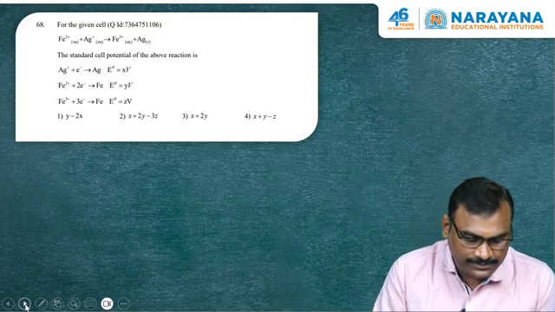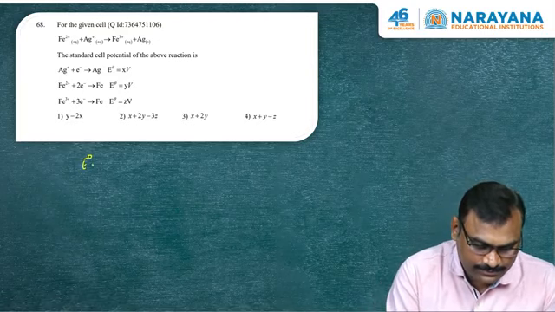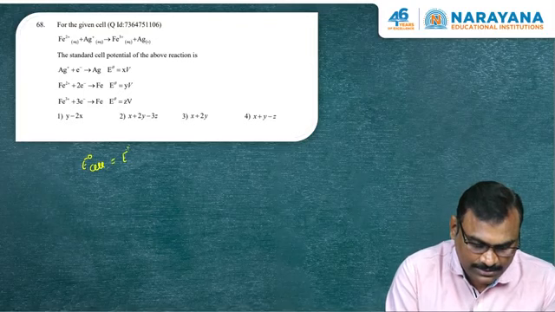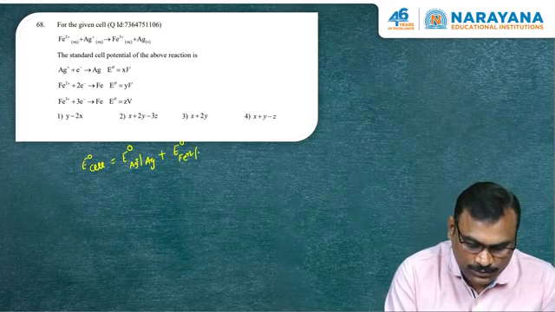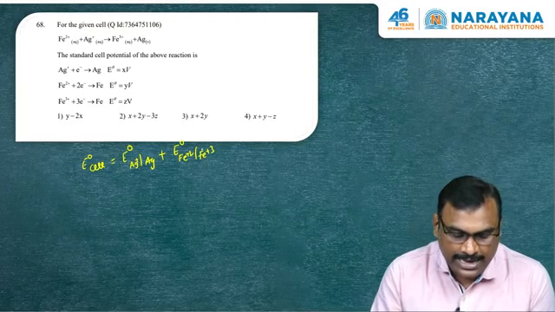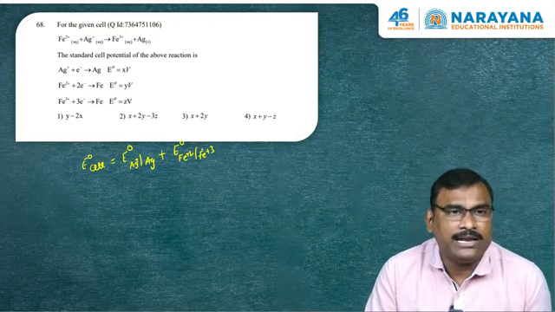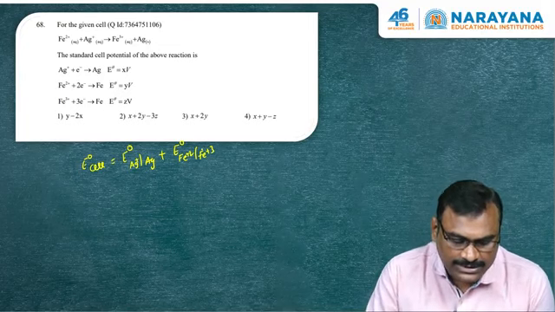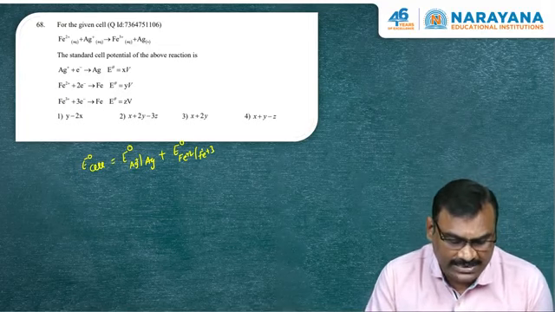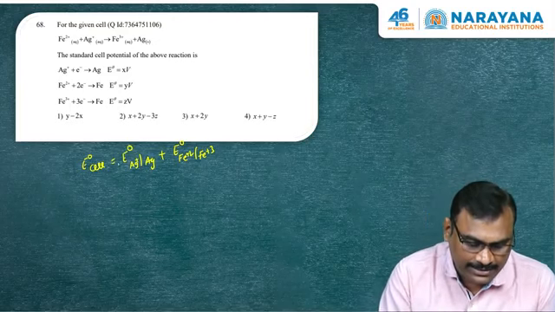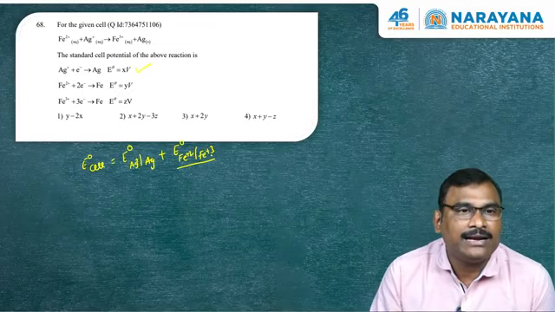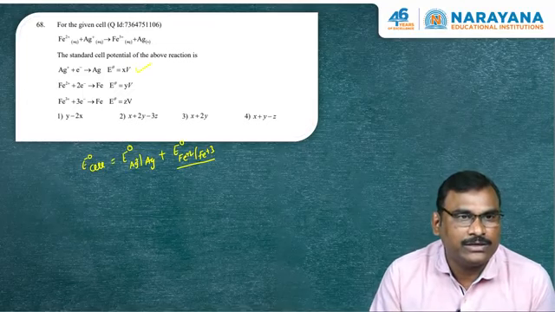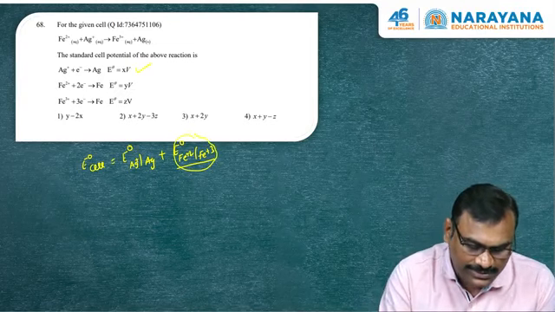Now for this one, E naught cell is equal to E naught of Ag+ to Ag plus E naught of Fe2+ to Fe3+. So we should have the standard reduction potential of Ag and the standard oxidation potential for Fe2+ to Fe3+. But here Ag+ to Ag was given, but Fe2+ to Fe3+ is not there in the given statements. So first of all we have to find out this one.